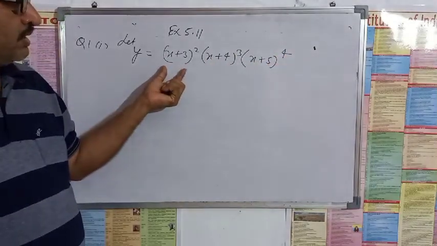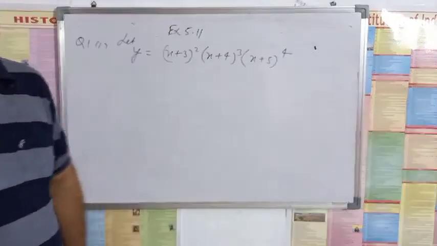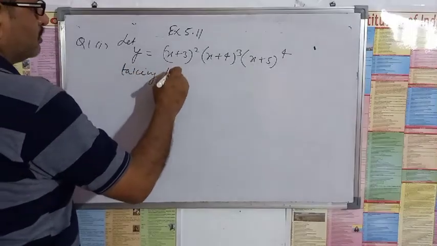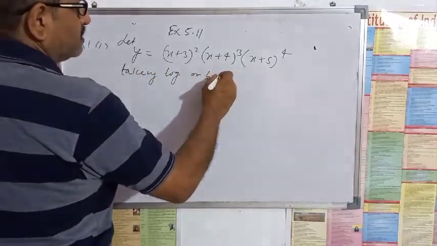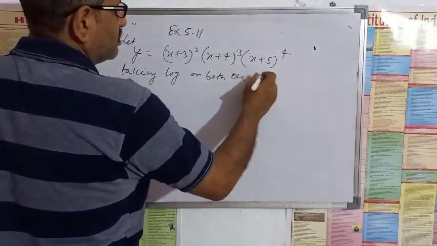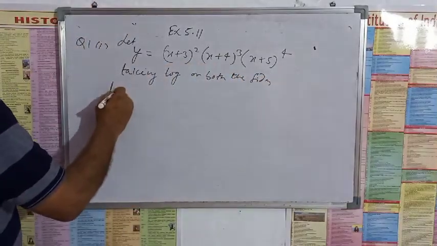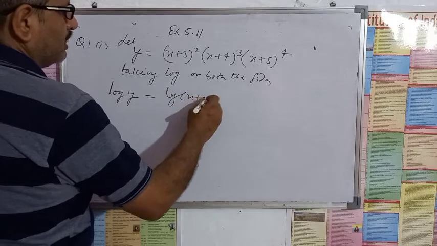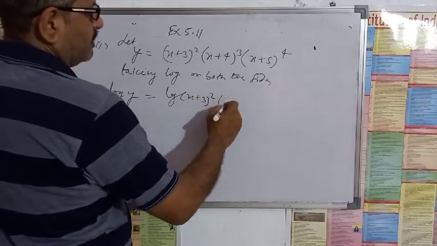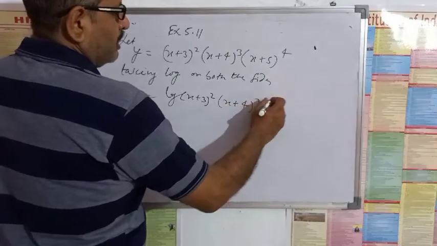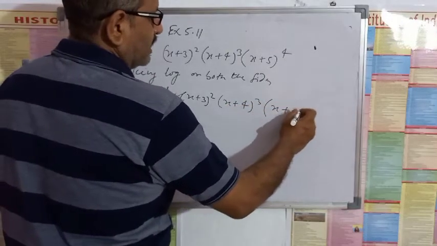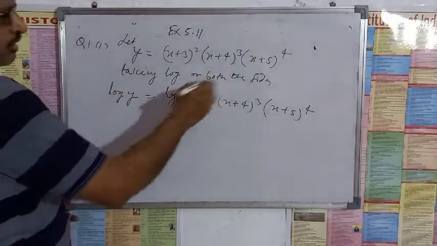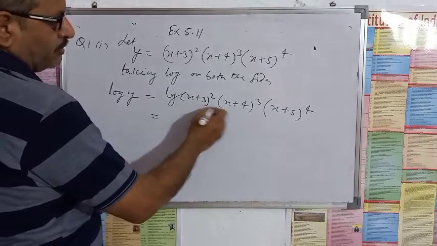Before differentiation, firstly we have to take log on both the sides. So taking log on both the sides, here it will be log y, and this side we will write log of (x plus 3) whole square into (x plus 4) whole cube into (x plus 5) to the power 4. Now use the properties of log.